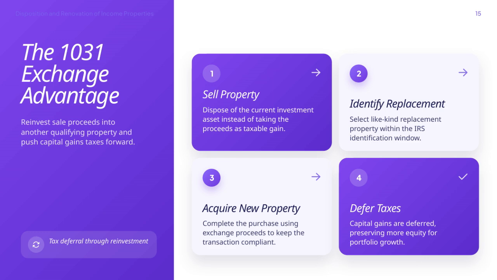Next, you have to identify a like-kind replacement property within the IRS's specified timeline, usually 45 days. Then, you move forward with acquiring this new property, making sure to use the exchange proceeds to complete the purchase. This keeps the transaction compliant with IRS rules. Finally, the capital gains tax is deferred, meaning you don't pay those taxes immediately and instead preserve more equity. This extra equity can then be used for further portfolio growth, which makes the 1031 exchange a powerful tool for managing and expanding your real estate investments.